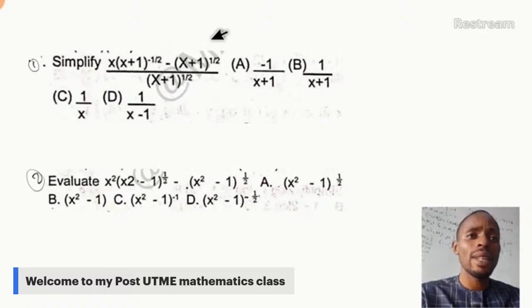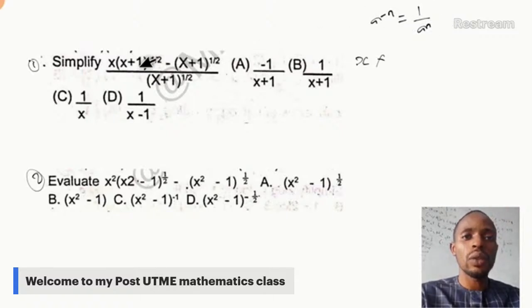Now this can be expressed as s multiplied by this. If you open the bracket, it means I multiply this one by this. So let's apply our negative index rule here. It states that a raised to the power of negative n is equal to 1 over a raised to the power of n. So this is our negative index.